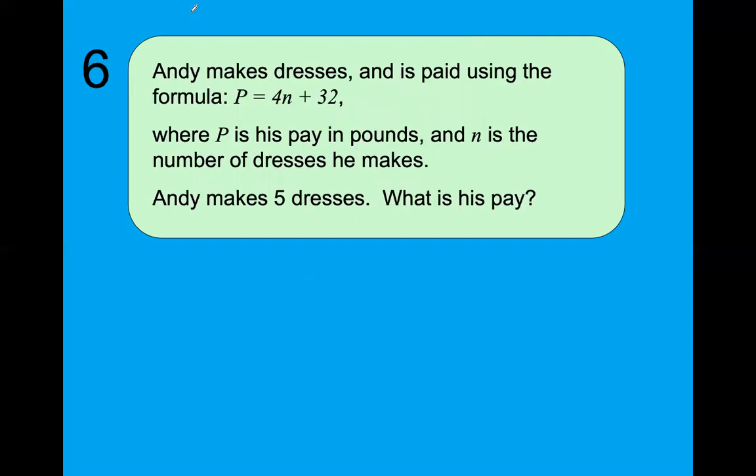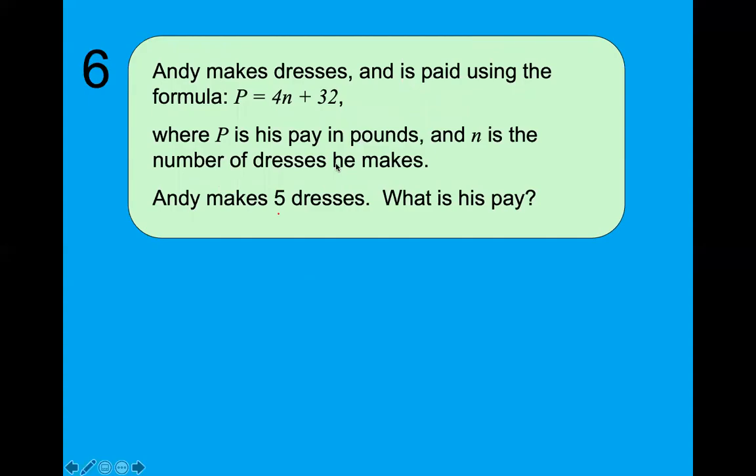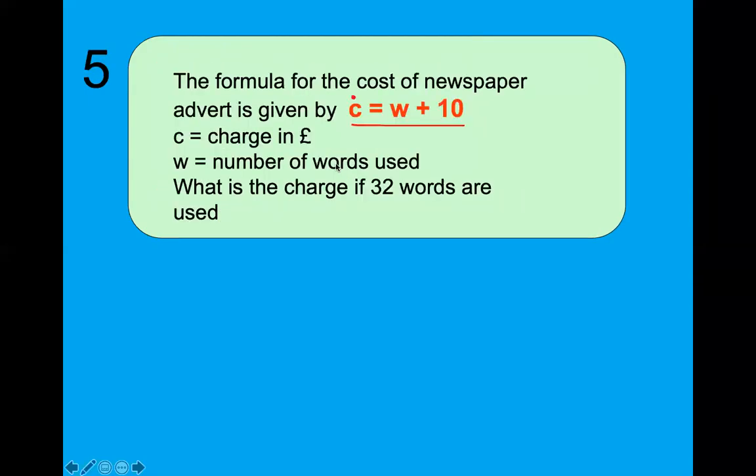And the next one: Andy makes dresses and is paid using the formula P equals 4n plus 32. P is the pay in pounds, n is the number of dresses. He makes 5 dresses. What is the pay? So n is 5, okay? And if you substitute, it's going to be P equals 4 times 5 plus 32. Be careful with the operations there. So you are going to do number 6 and number 5 independently.